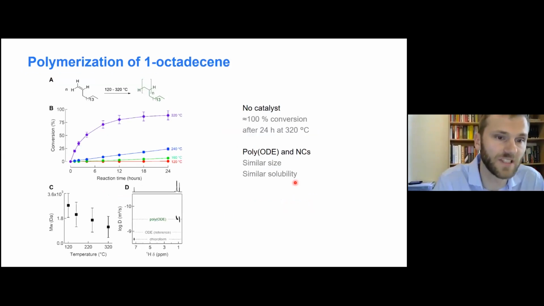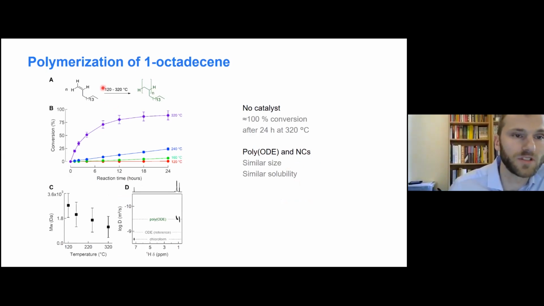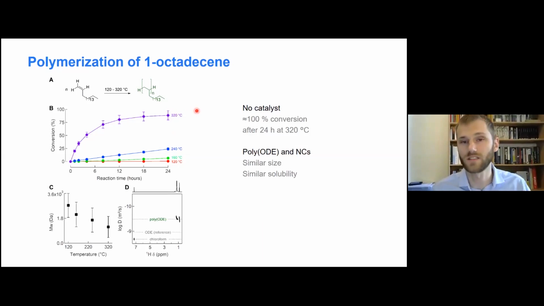And we actually found that it polymerizes during the reaction. So here we did an experiment where we just heated up octadecene without anything. So there is no catalyst in there. And as soon as you're at 120 degrees, it starts polymerizing. So the rate is really low. But at 320 degrees, which is the boiling point of octadecene, and a temperature that's often used for nanocrystal synthesis, you convert to almost 100% yield in 24 hours. So that's a really substantial rate of polymerization.